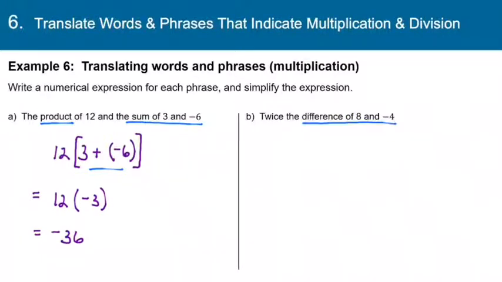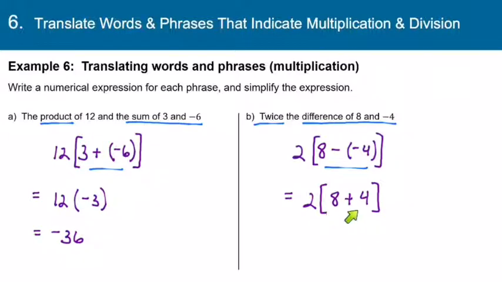So let's first start by writing the difference of 8 and negative 4. Difference means subtraction. So we'll say 8 minus negative 4. Now we want to write twice that. So this whole quantity needs to be multiplied by 2. So let's put that in brackets and multiply it by 2. And now let's work this. The difference of 8 and negative 4, we know that 8 minus negative 4 would be 8 plus 4, and 8 plus 4 is 12, so we have 2 times 12, which is 24.